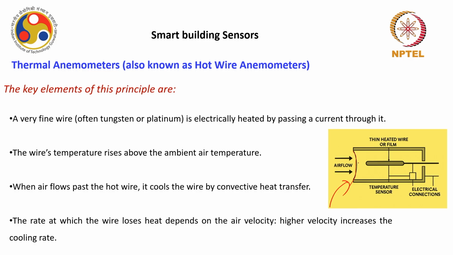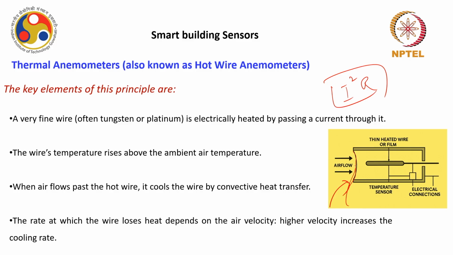A very fine wire, usually made of metals like tungsten or platinum, is electrically heated by passing a current through it. When I say electrically heated, I mean the I squared R heating. Now, when you pass the current, the temperature will rise above the ambient air temperature.